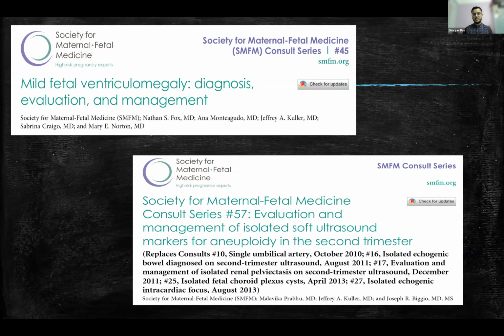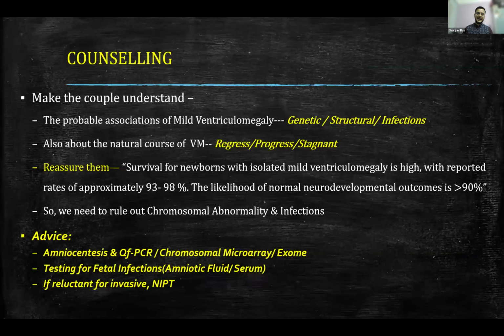So we have to follow some protocols and guidelines on how to counsel the patient. We have some wonderful guidelines published by the Society for Maternal-Fetal Medicine, where they say what to do and how to guide the patient for a case of ventriculomegaly. As it is a mild ventriculomegaly, we have to make the couple understand there are probable associations of mild ventriculomegaly. It can have genetic associations, structural anomalies, and infections. Also about the natural course of ventriculomegaly. So the ventriculomegaly can regress, it can progress, it can remain stagnant.